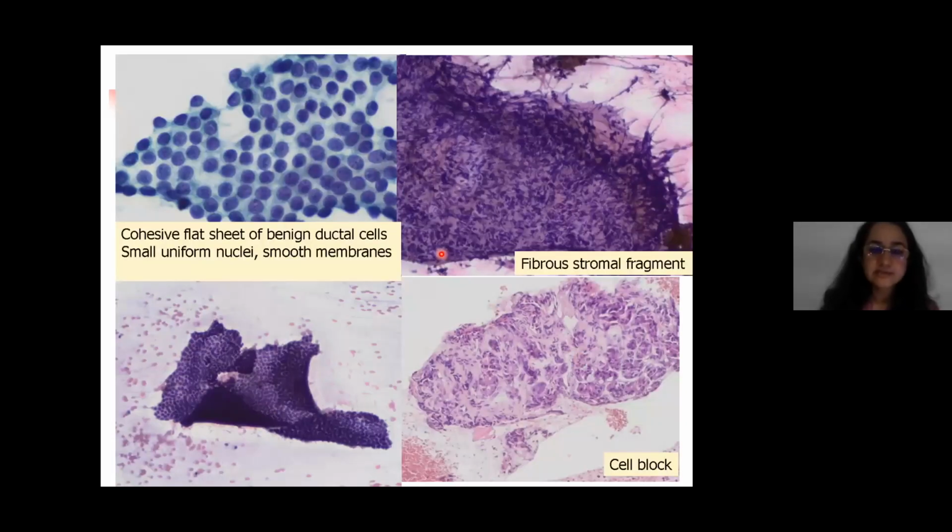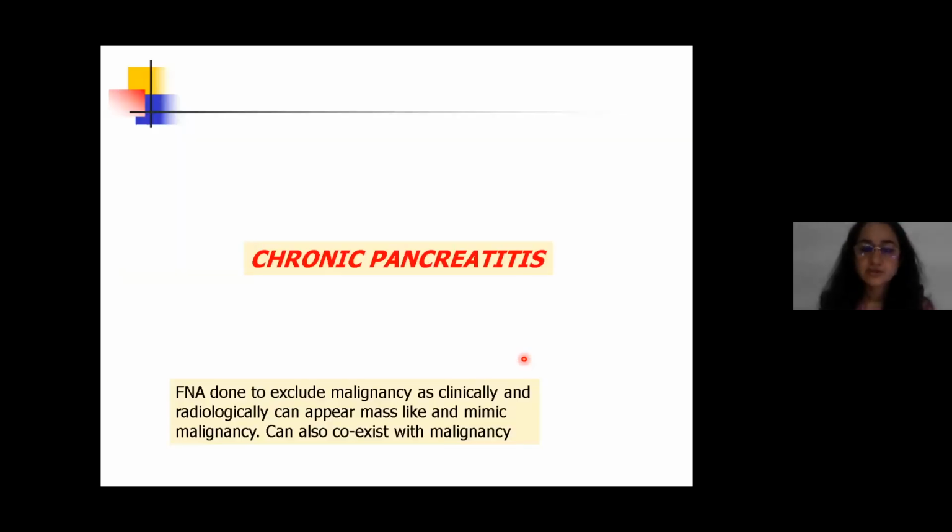In most of the places, you saw these ductal epithelial groups with a very honeycombed appearance, separated by round monomorphic nuclei, no overlapping. These were fragments of fibrous tissue, some other ductal epithelial elements, and this was a cell block which showed similar morphology with some fibrosis and some inflammation. So this was chronic pancreatitis.